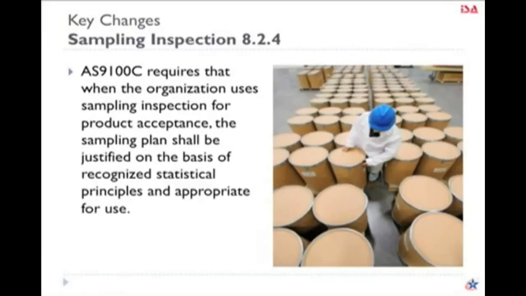AS9100C requires that when the organization uses sampling inspection for product acceptance, the sampling plan shall be justified on the basis of recognized statistical principles and appropriate for use. The rationale was that numerous requests were received to improve the sampling clause, and that the way it was previously written confined organizations, when other plans could still be proven statistically valid.